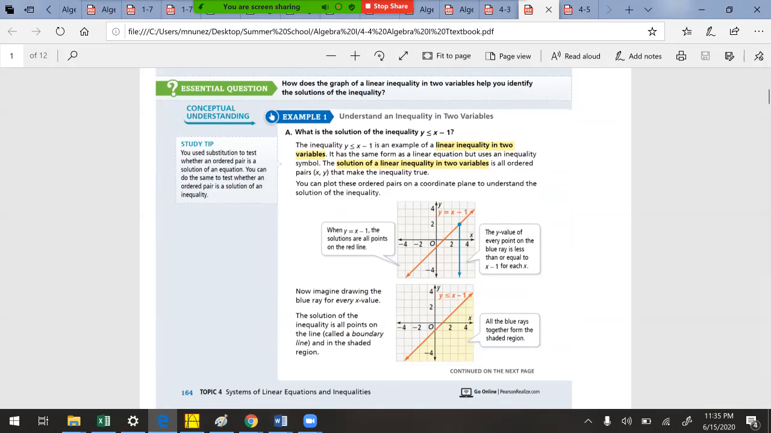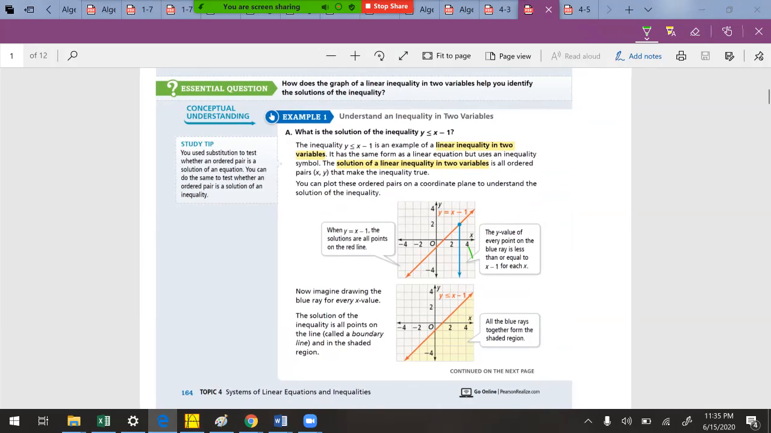So let's look at this here. What is the solution to this inequality? Well, let's graph this. The y-intercept is -1, your slope is 1. Since it's less than, you're going to shade below it, and it's a solid line. Boom, there's your inequality right there.